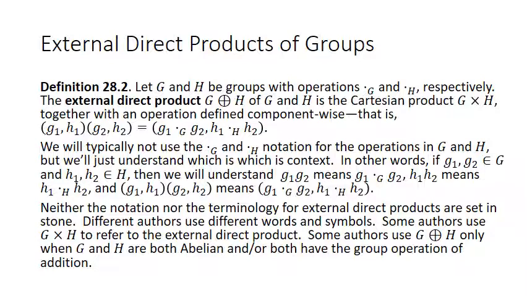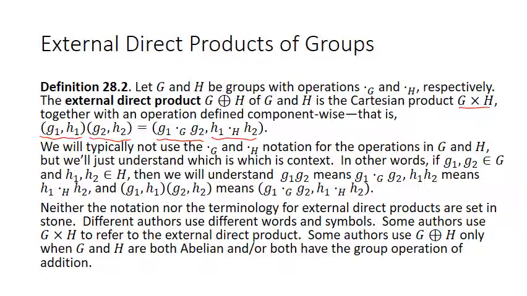Then the external direct product of G and H is the Cartesian product G cross H, like this, together with an operation defined component-wise. In other words, the operation works like this. So if I want to multiply 2 of these ordered pairs from the Cartesian product, then all I do is multiply the ones from G using the operation from G, and then I multiply the ones from H using the operation from H, and then I just put them in the ordered pair like that. So it's pretty straightforward actually, and it's exactly what we were doing on the last activity.